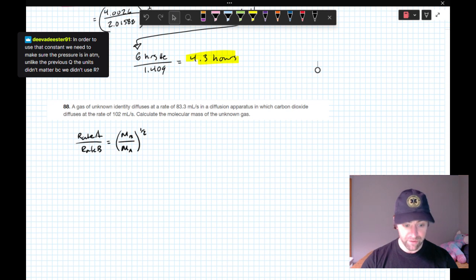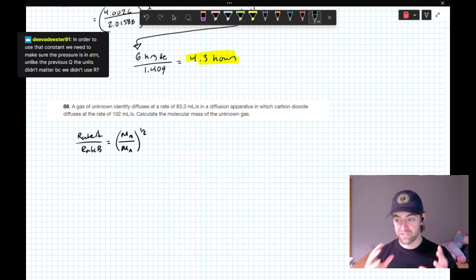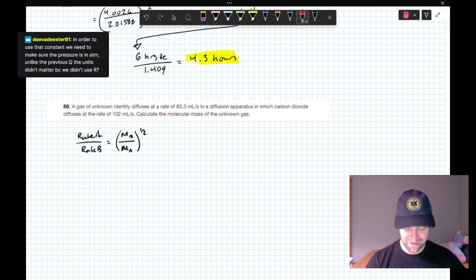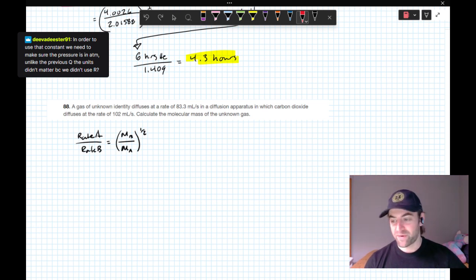A gas of unknown identity diffuses at a rate of 83.3 milliliters per second in a diffusion apparatus in which carbon dioxide diffuses at the rate of 102 milliliters per second. Calculate the molecular mass of the unknown gas. And again, we're going to use the same equation. The difference here is we are trying to solve for MB, the molar mass of B, or the molecular mass, rather.